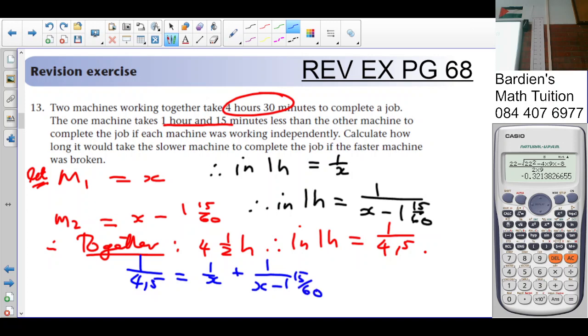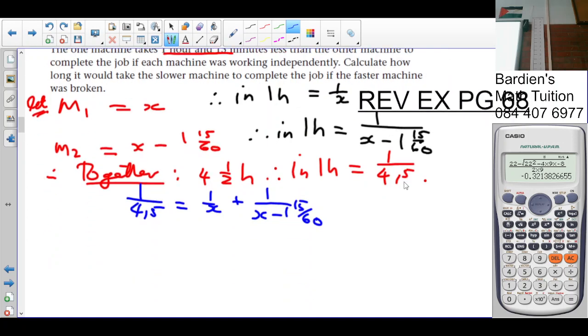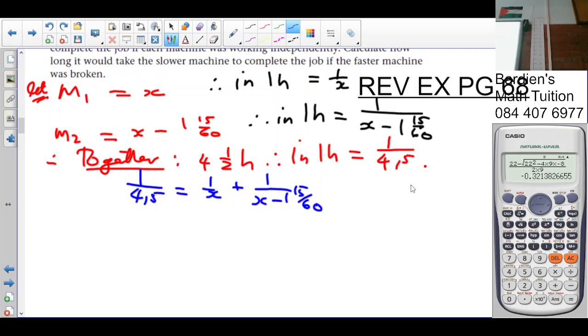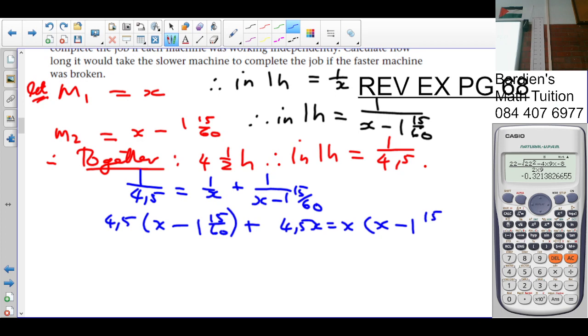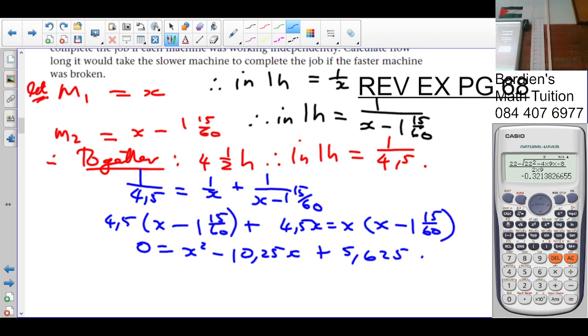Okay. So from here, it's just a matter of solving the equation. Alright, so your LCM, of course, is 4.5x into x minus 1 and 15 over 60. So it's going to be 4.5 into x minus 1 and 15 over 60 plus 4.5x equals x into x minus 1 and 15 over 60. Writing it in standard form, 0 is equal to x squared minus 10.25x plus 5,625. Okay? So now x is equal to 9,67 hours, or x is equal to 0,58.